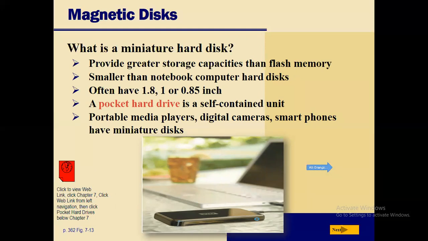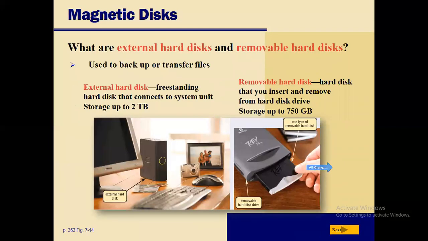This is the miniature hard disk, which provides greater storage capacity than flash memory. It is smaller than a notebook, and a pocket hard drive is a self-contained unit used for portable media players like digital cameras. Smartphones can use that type of disk. Here are some external hard drives and some removable hard drives.